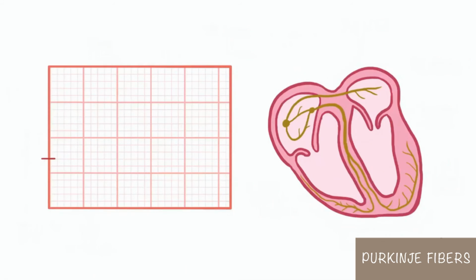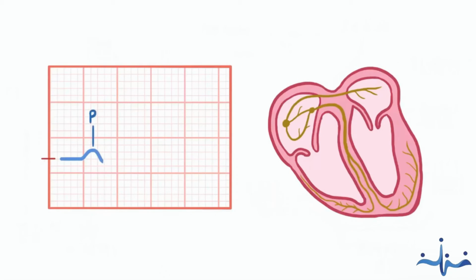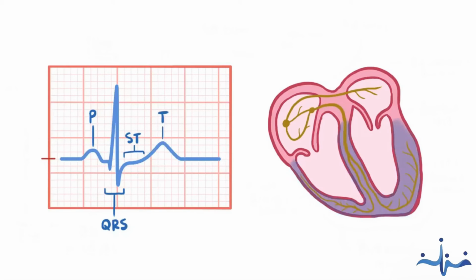Alright, as a quick recap, on an ECG there's a P wave, which corresponds to the atrial depolarization wave, then an isoelectric line where the depolarization wave goes through the AV node. After that there's a QRS complex, which represents ventricular depolarization, followed by another brief isoelectric pause, which is the ST segment. Finally, there's a T wave, which represents ventricular repolarization.